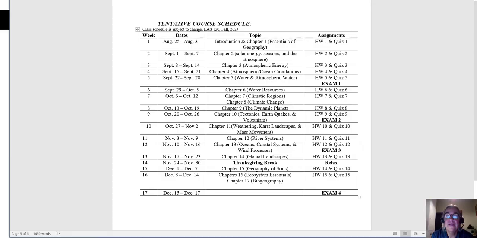The dynamic planet, chapter 10, tectonics, earthquakes, volcanism. So again, you can kind of see what the class is over just by looking at the topics that we're covering. All these different processes concerning the Earth. Okay, and then you have exam 2. Class is about halfway over. It's fall. It's getting cooler outside.